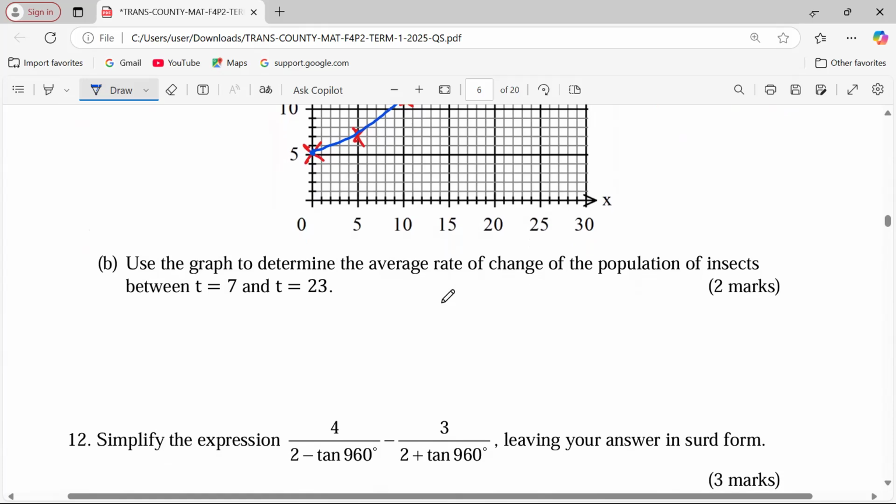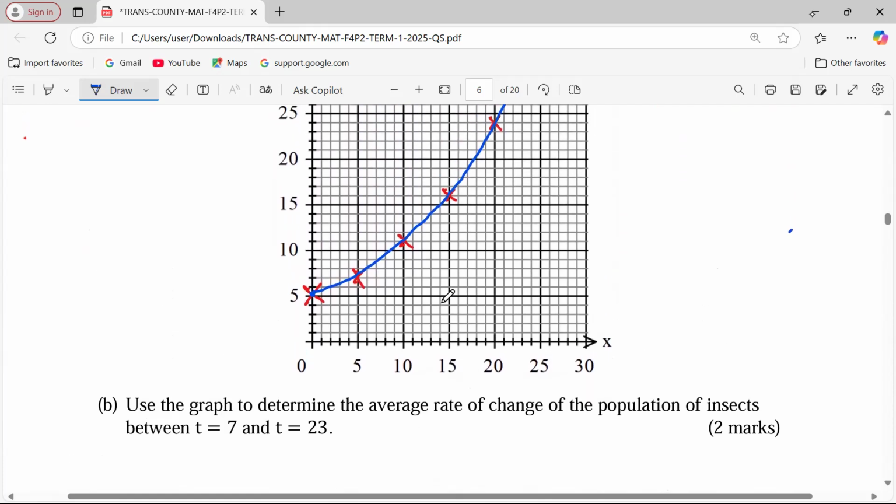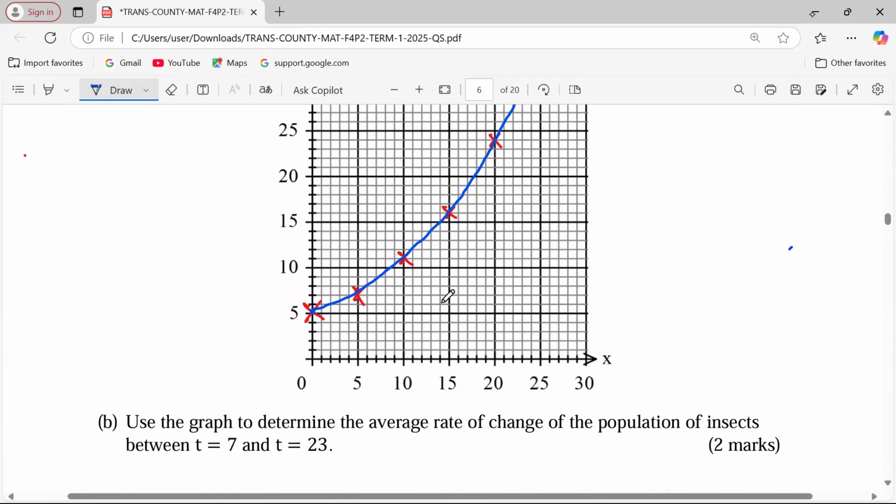Then look at part B of this. Use the graph to determine the average rate of change of the population of insects between t equals 7 and t equals 23. Let's look at t equals 7. At t equals 7, how many insects are there? I'm getting 9.